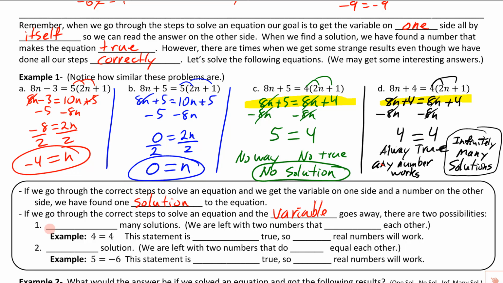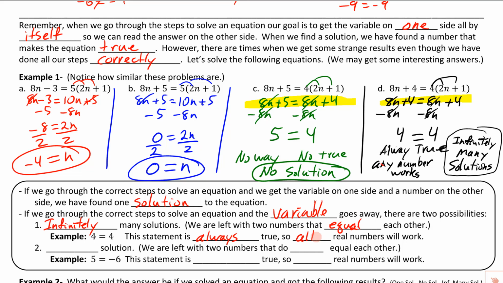then there are two cases. We can have infinitely many, so write the word infinitely many, infinitely many solutions. And what that means is that's this case here. We're left with two numbers that equal each other. So if we had 2 equals 2 or 5 equals 5 or something like that, then we'd be all set. So in this example, I did put 4 equals 4. It's just like the one that we had there. This statement is always true. Always true. So what that means is all real numbers, any number that you can think of, all the numbers that you could think of would work when we plug those into that equation.